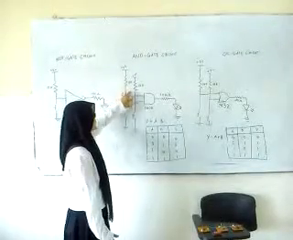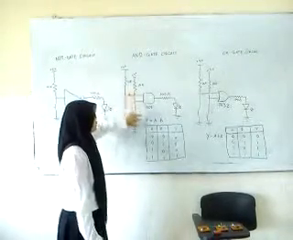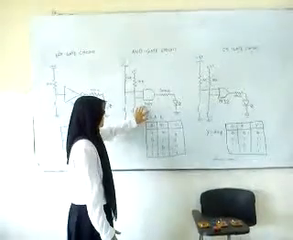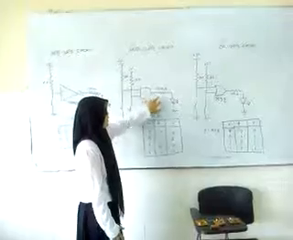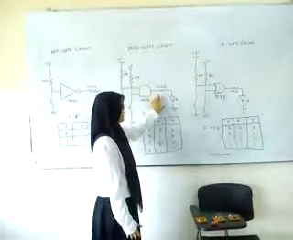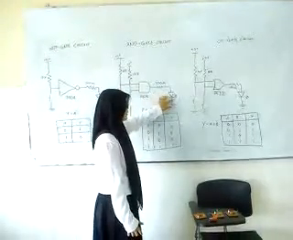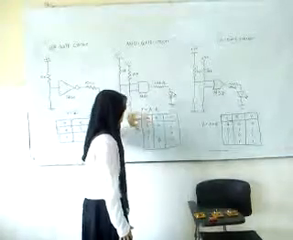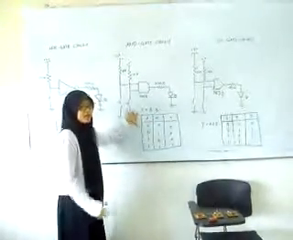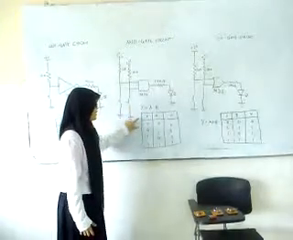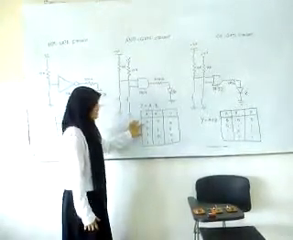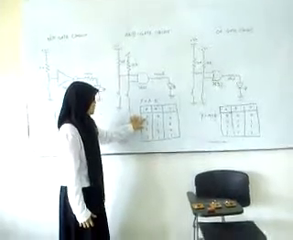If the first input is low and the second input is low, the output is low. And if the first input is low and the second input is high, the output is low. And if the first input is high and the second input is low, the output is low. If the first input is high and the second input is high, the output is high.